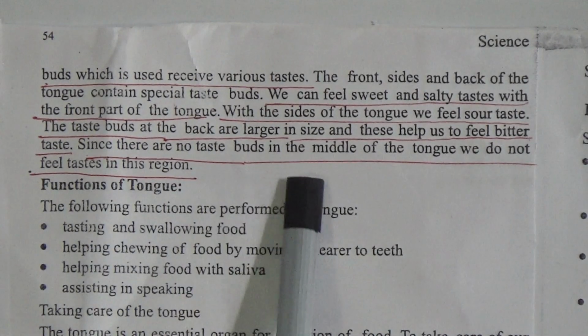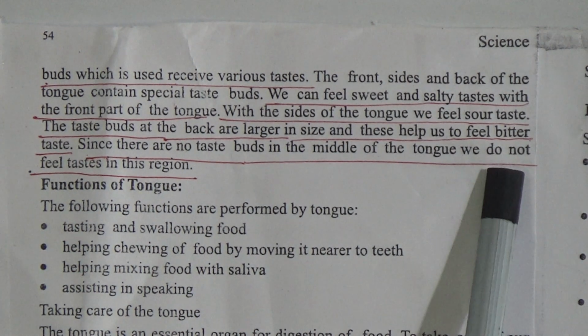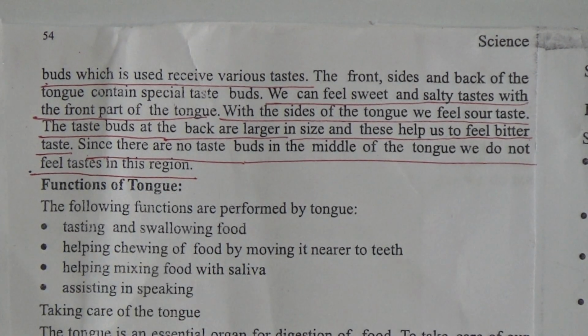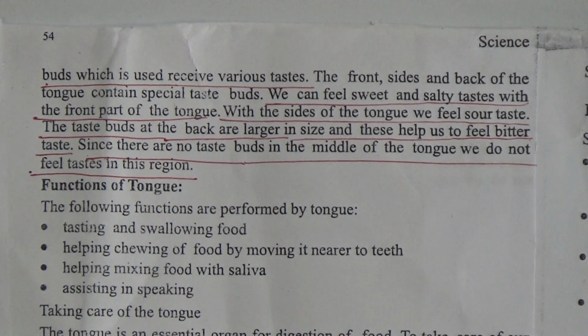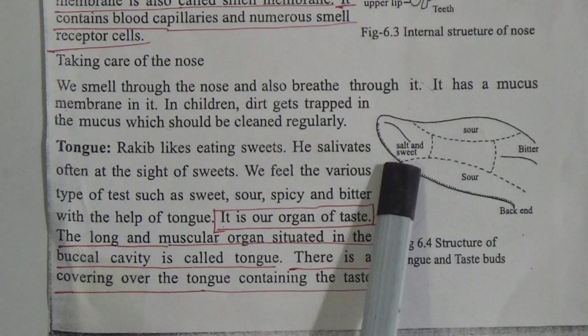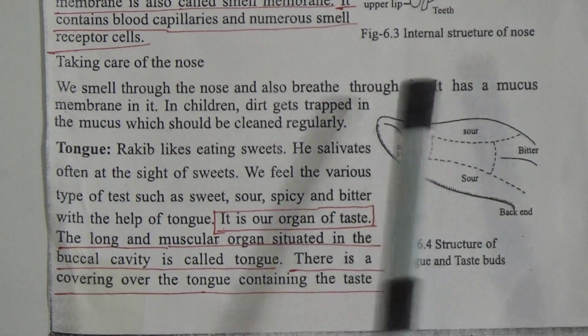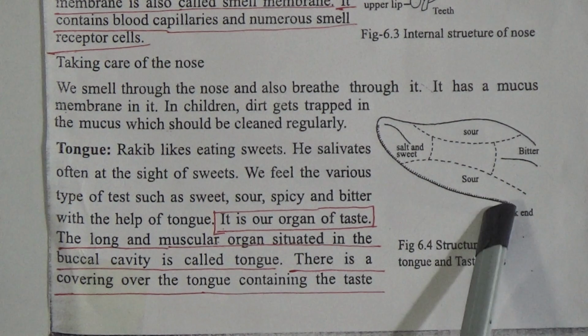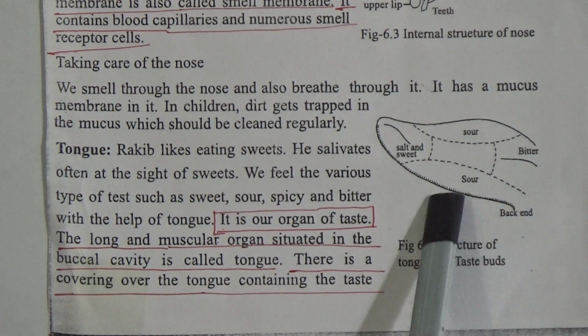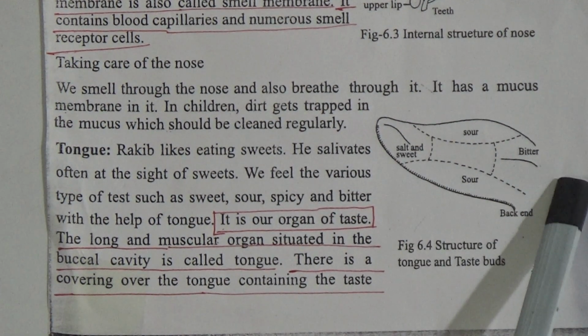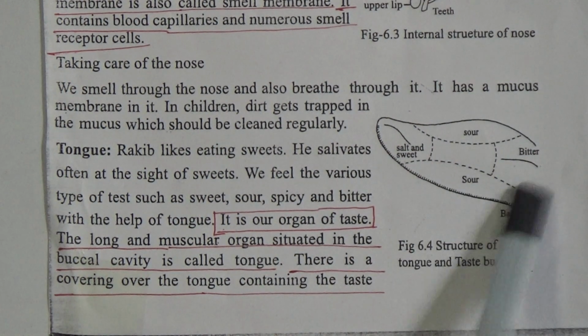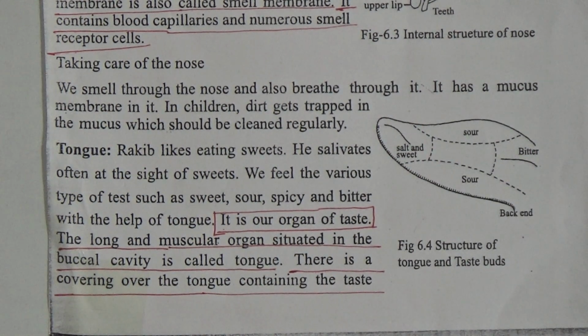Since there are no taste buds in the middle of the tongue, we do not feel taste in this region. So, in our tongue, there are 4 parts. From the frontal part, we can feel the salt and sweet food. By the side of our tongue, we can taste sour food, and the last part of our tongue helps to taste bitter things. But in the middle of the tongue, we cannot taste anything.